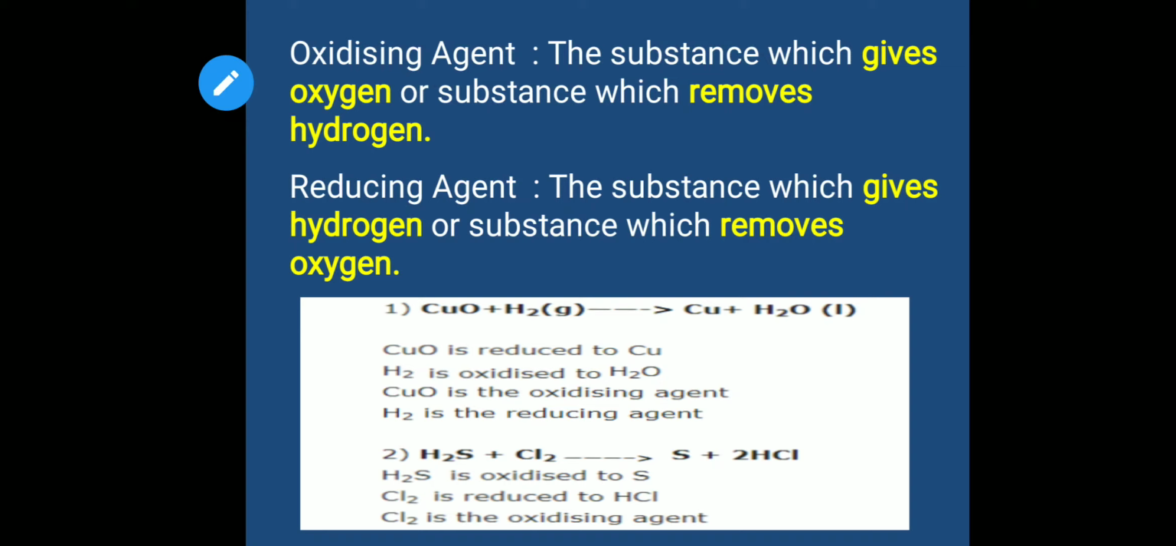Next example: hydrogen sulfide plus chlorine gives sulfur plus hydrochloric acid. Hydrogen sulfide is oxidized to sulfur, chlorine is reduced to HCl, and chlorine is the oxidizing agent here. How? Because it removes hydrogen from hydrogen sulfide.